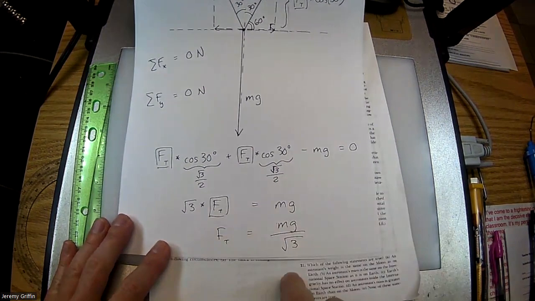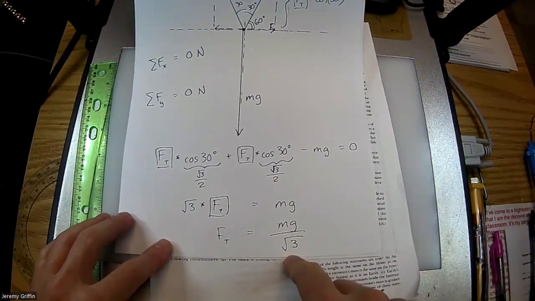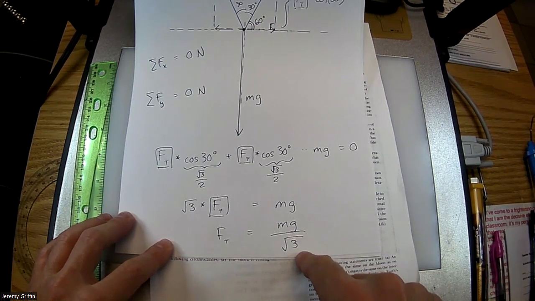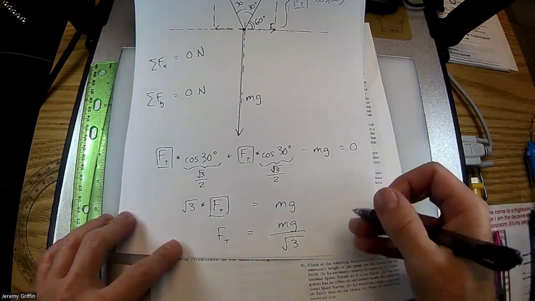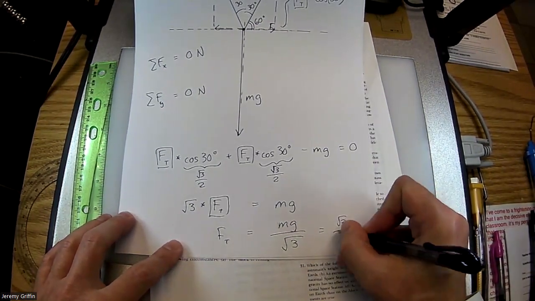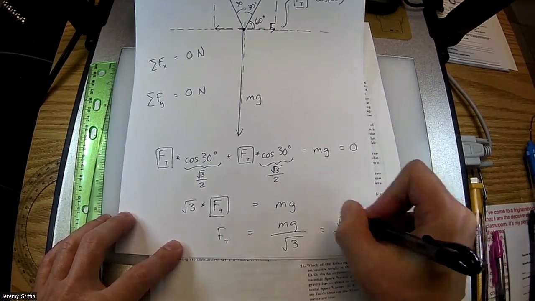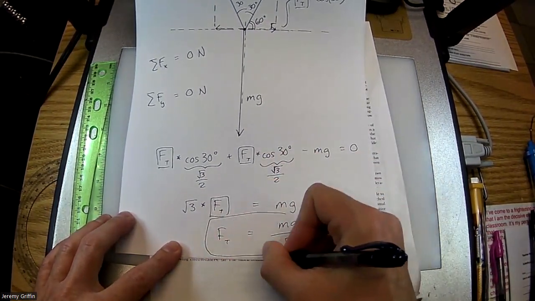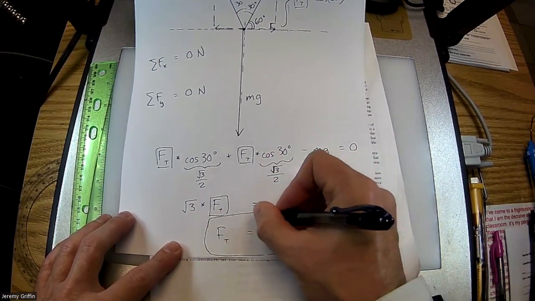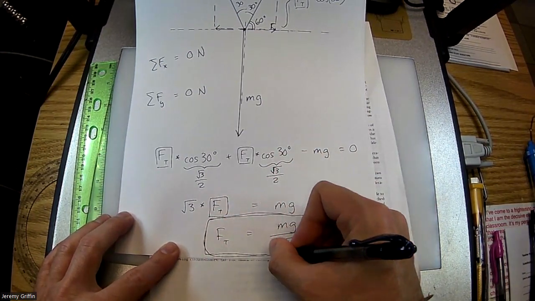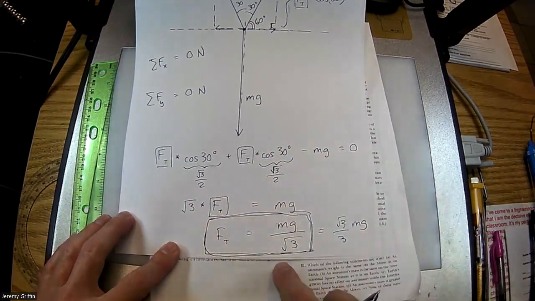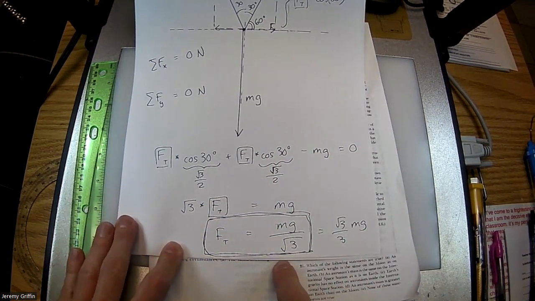I guess if you're from a math class, they don't like radicals in the denominator. I could never figure out why, but you might call it times root 3 over 3, I guess. Root 3 over 3 times mg, if you like. Right? But in physics, it doesn't really matter. You can have radicals in denominators. I don't care. AP doesn't care. It's fine. So that'll work.